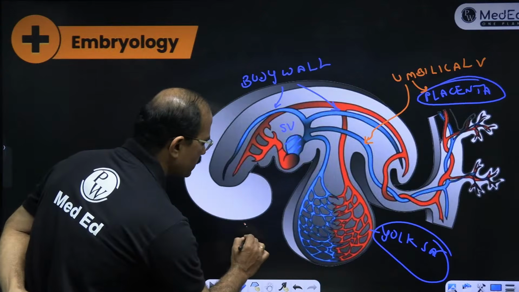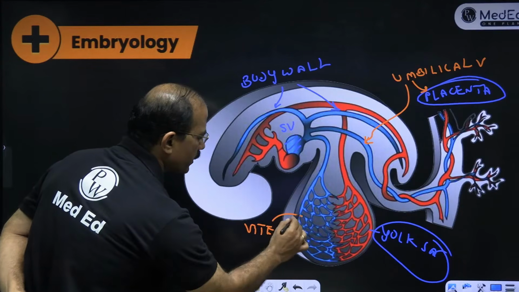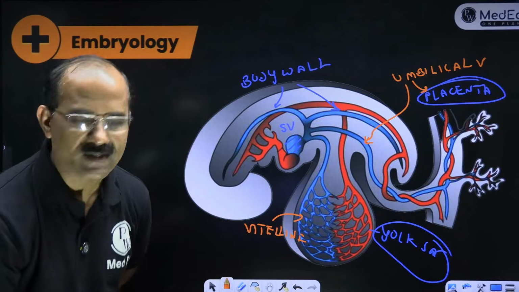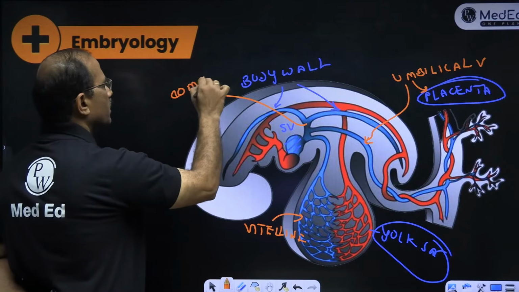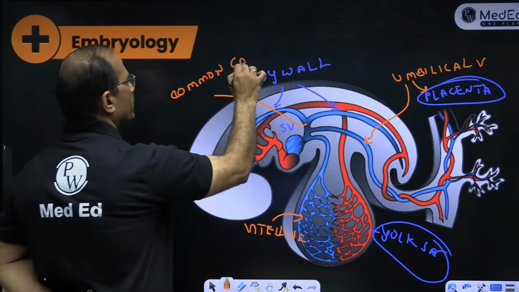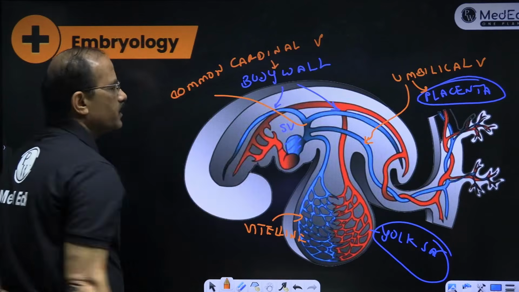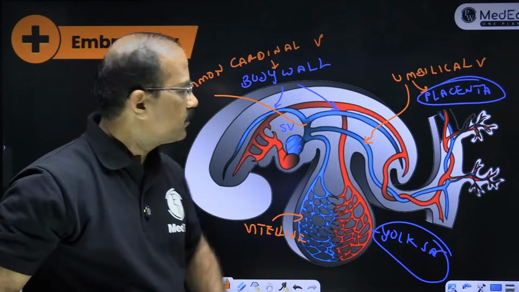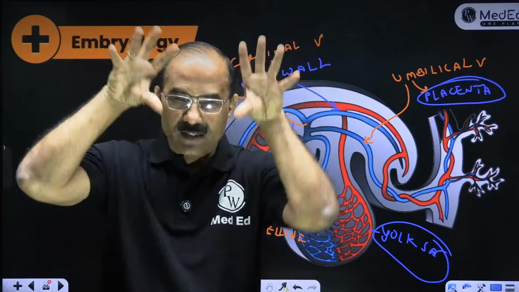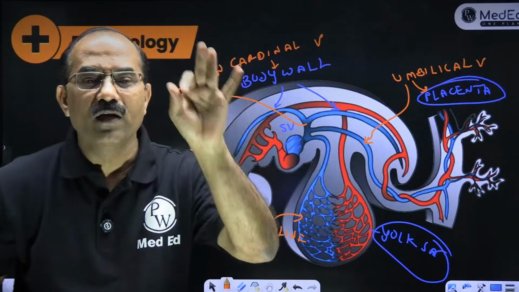Vitelline vein. Where does it come from? Yolk sac. It comes from the yolk sac. And number 3 is this. ये है common cardinal vein. Common cardinal vein ये कहाँ से आता है? Body wall से आता है. Body wall. ये याद रखना. ये हमेशा पूछता है. Veins draining in the sinus venosus: one is umbilical, one is vitelline, and the third one is common cardinal vein.